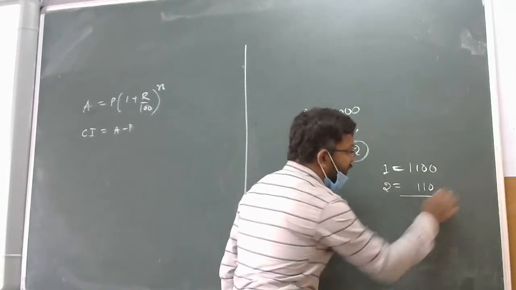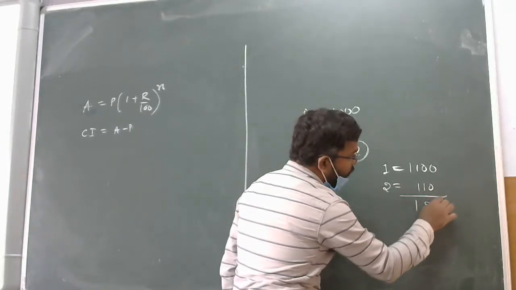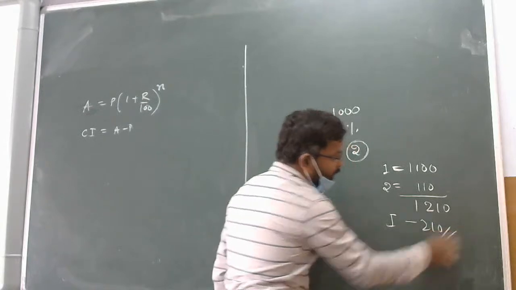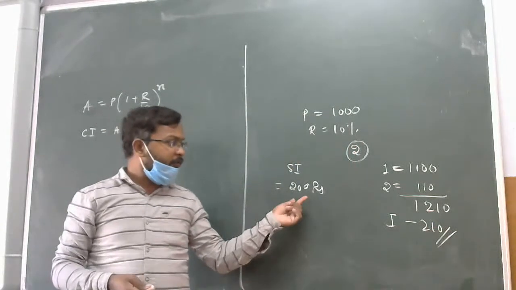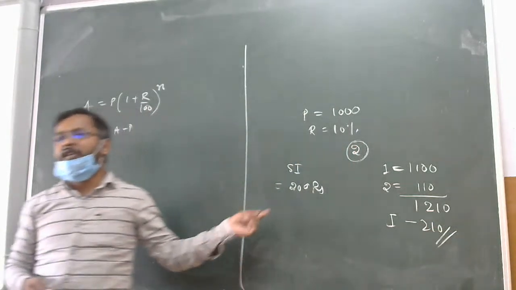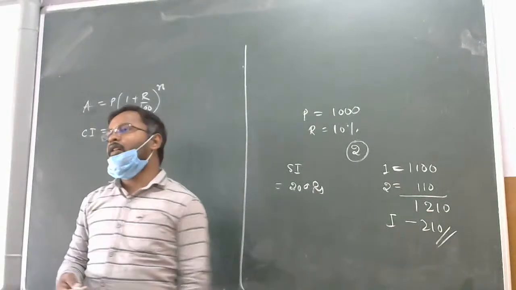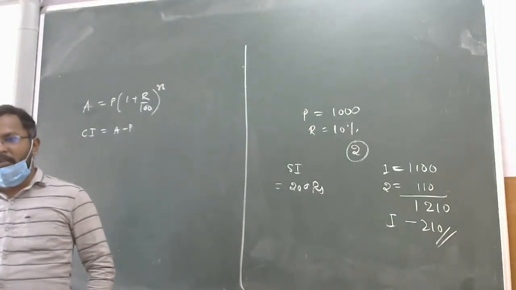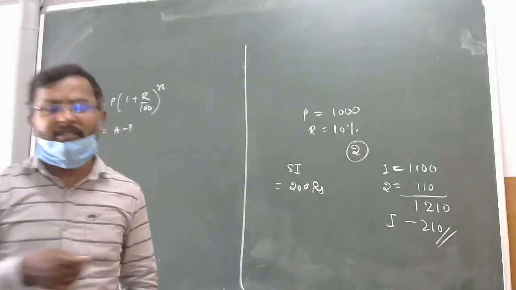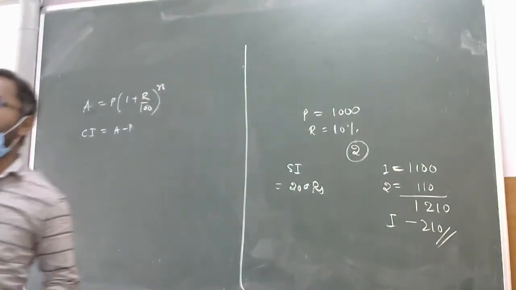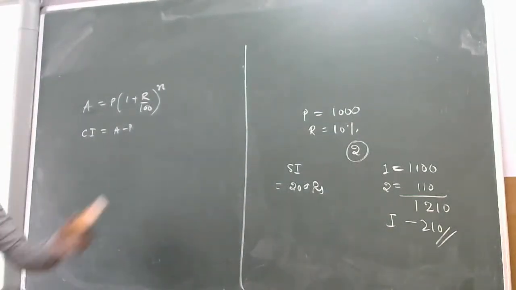So now if you see here, 1210, and your interest will be what? 210 rupees. In case of simple interest, we are getting 200 rupees as interest, and in case of compound interest, we are getting 210 as interest. So the main difference is the principal. In case of simple interest, principal will remain the same for all the years, and in case of compound interest, principal will be changing after every year.